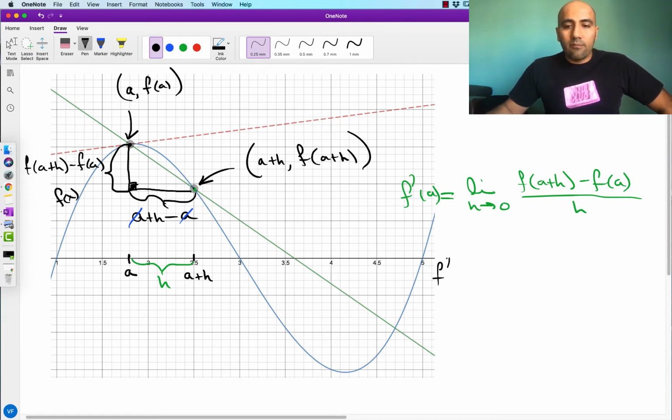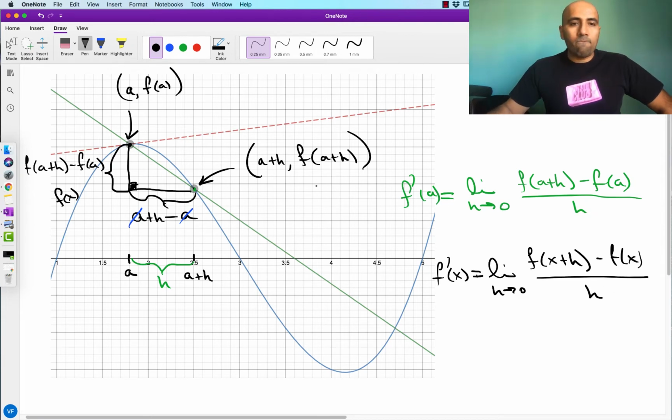So f prime of x equals the limit as h goes to 0 of f of x plus h minus f of x all over h. Right? And then all I did was change the a's to x's. So it could be any random value in the domain of our function.